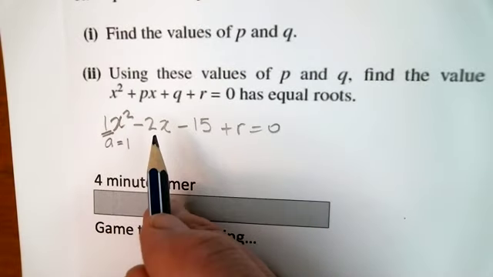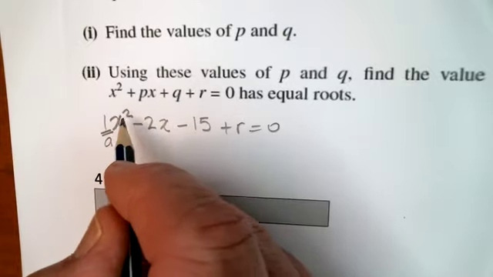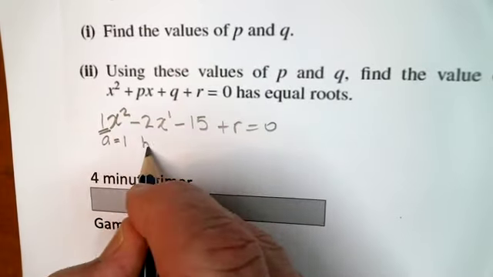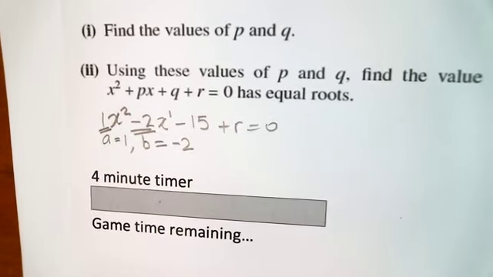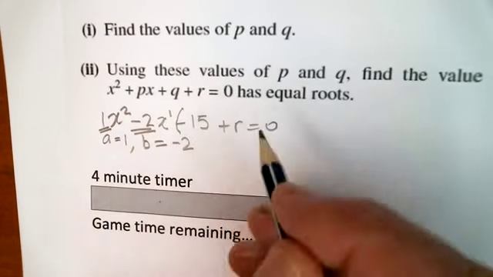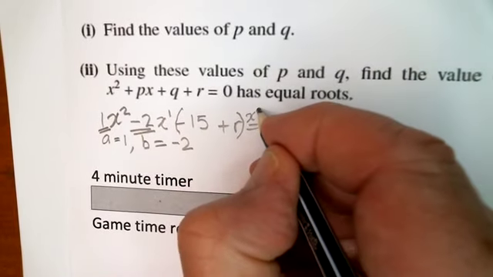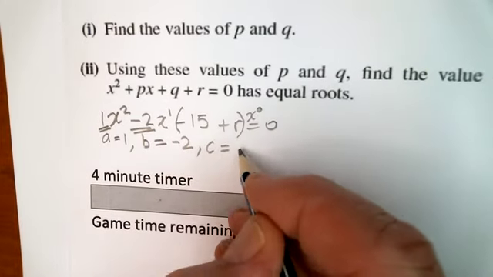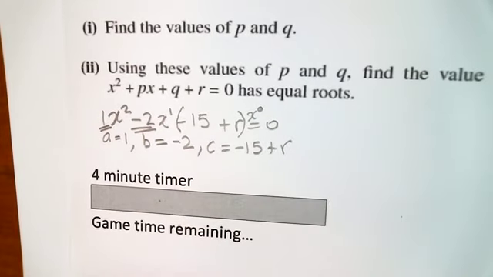B, on the other hand, is the coefficient of x. So we're looking at an x to the 2, x to the 1, and x to the 0. This is my x to the 2, here is my x to the 1, and the coefficient of x to the 1, which is b, is going to be negative 2. Now, the coefficient of the x to the 0 is all of this. Technically, there's an x to the 0 thrown in there. So the c value is going to be negative 15 plus r, or if you liked, r minus 15.